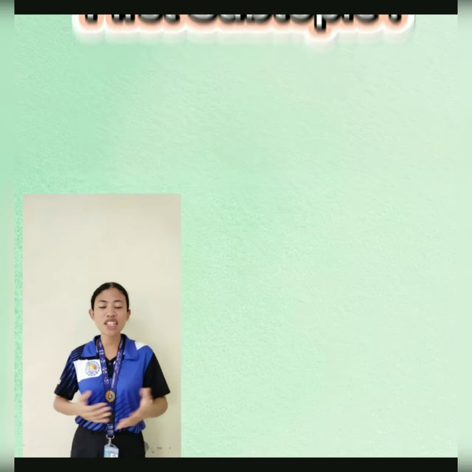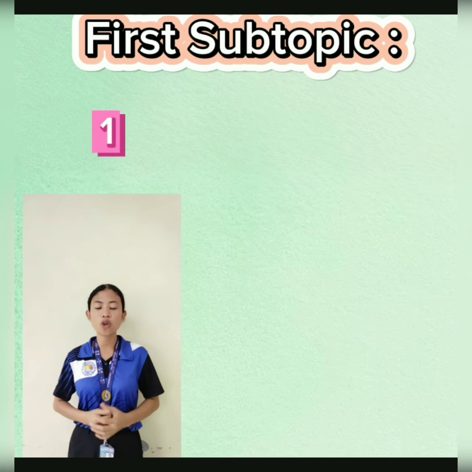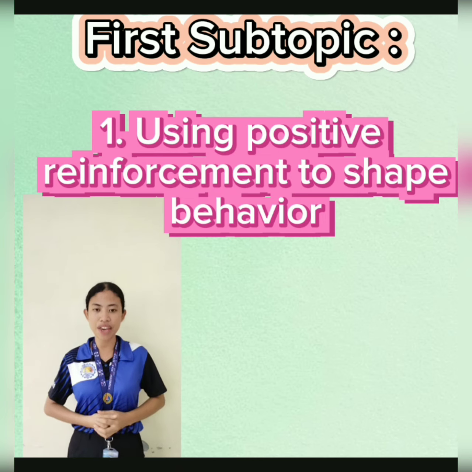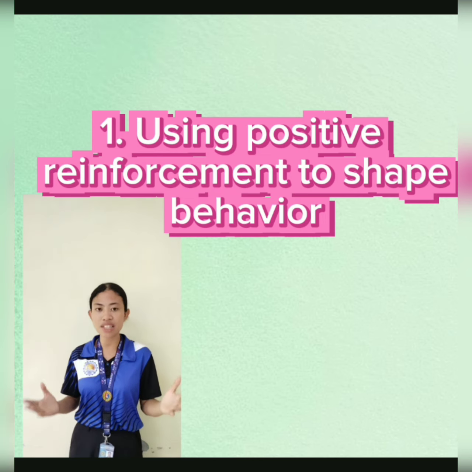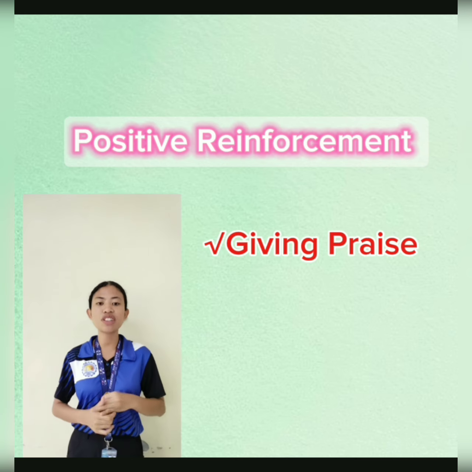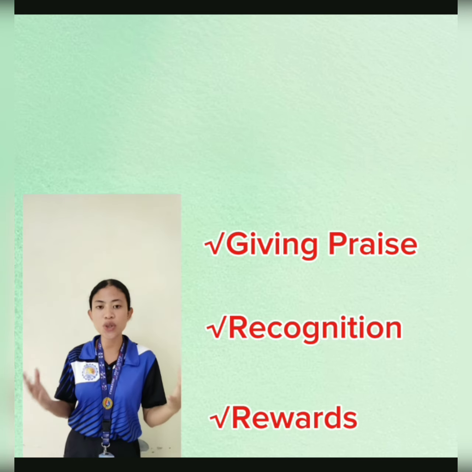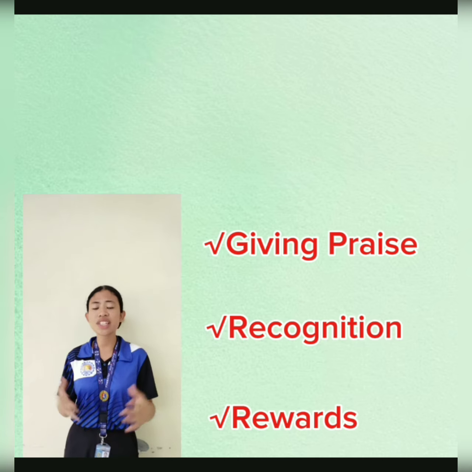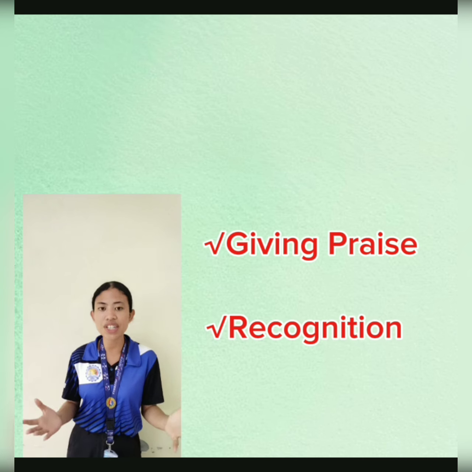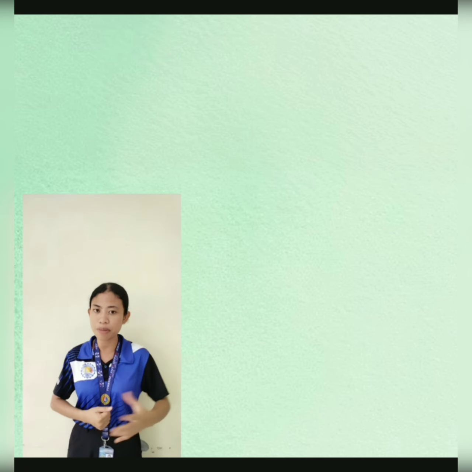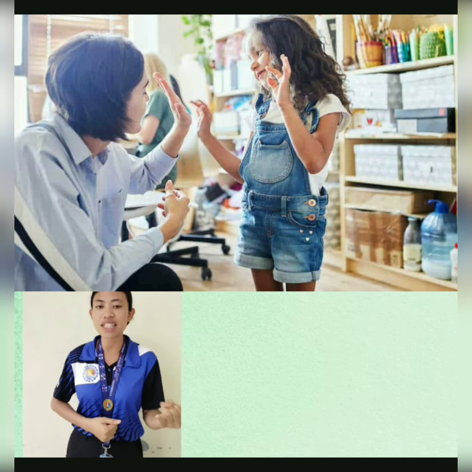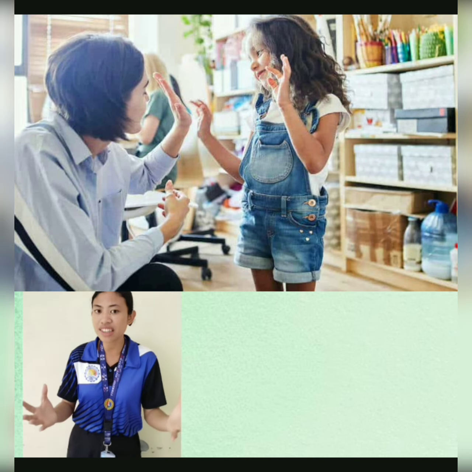Let's proceed with the first subtopic, which is all about using positive reinforcement to shape behavior. When we talk about positive reinforcement, it is all about giving praise, recognition, or reward when students do something right. Instead of focusing only on mistakes, teachers can highlight the positive actions of a student. Then it can build self-confidence and motivation to repeat that good behavior.